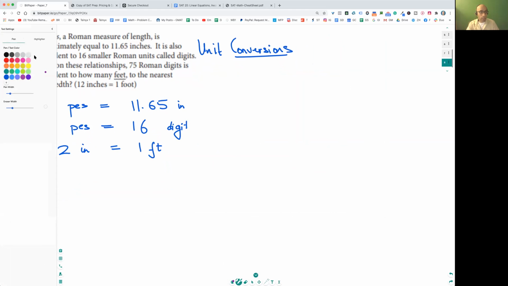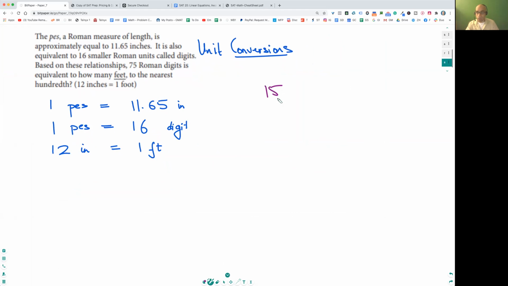This could add another 15 points. We're trying 15, 15, 15, 15 here. So remember, you were asked about 75 Roman digits. I've just written down these formulas. One PES is 11.65, and I've also written down that it is equivalent to 16 Roman units called digits. So one PES is 16 digits. And 12 inches is 1 foot. Now you asked, what is 75 Roman digits?